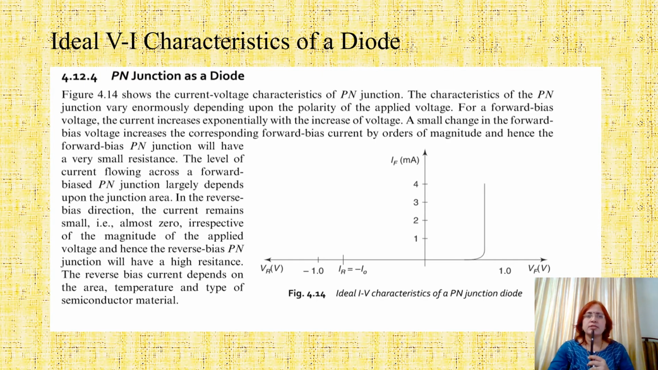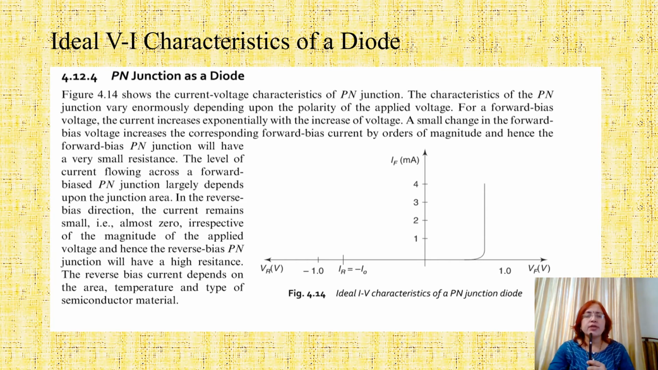Here we are going to see the ideal VI characteristic of a diode. For a forward bias voltage, the current increases exponentially with the increase of voltage. A small change in the forward bias voltage increases the corresponding forward bias current by orders of magnitude, and hence the forward bias PN junction will have a very small resistance. Ideally it is 0. So under forward bias condition, the diode resistance is ideally 0.